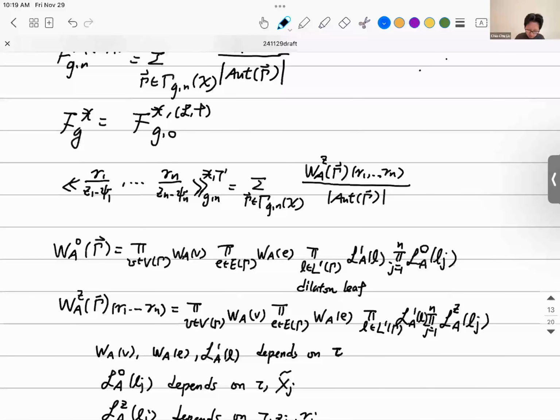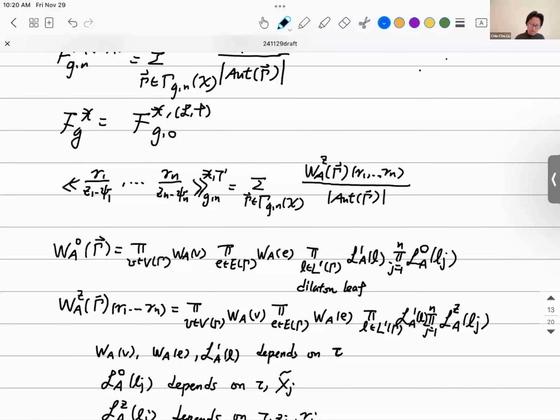So you see the difference of weight between these two cases, the open case and the descendant case, is the following. First, for the open case, we use the smaller torus, the framing torus, and the invariant will depend on the framing. But otherwise, the weight of the vertices, the weight of edges, and the weight of the so-called dilaton leaves are essentially the same, up to this restriction to the framing torus. And they only depend on the closed string parameters.